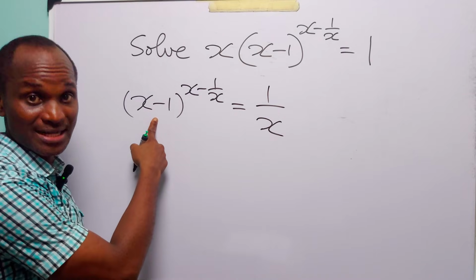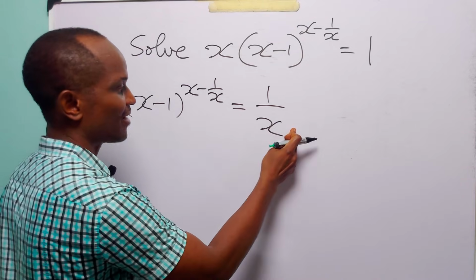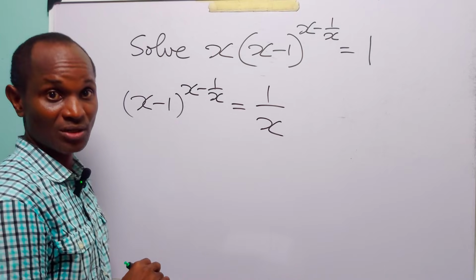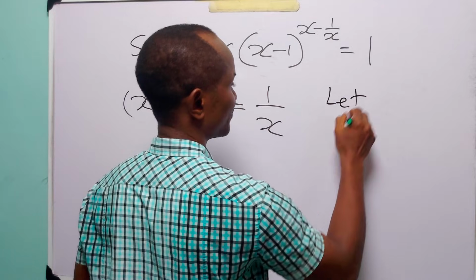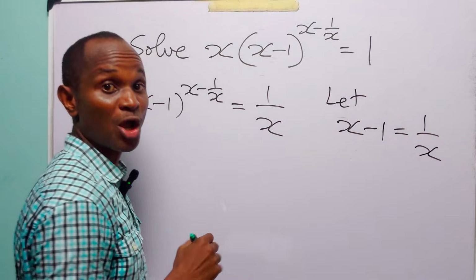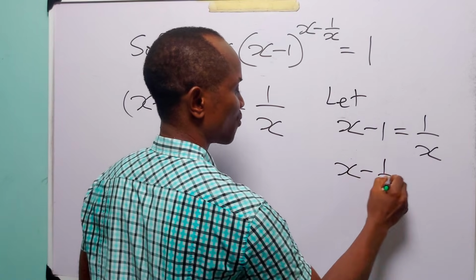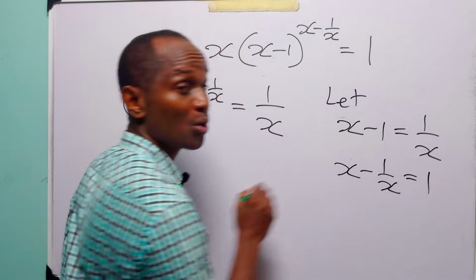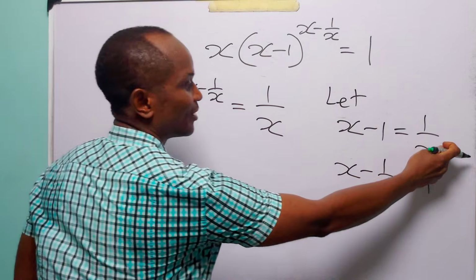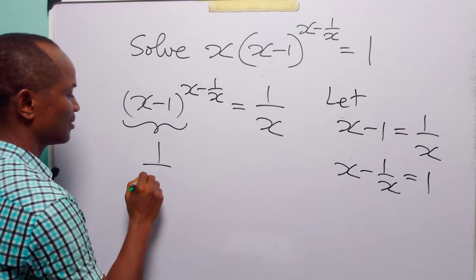Now, you can see that here we have x − 1. In the exponent, we have (x − 1)/x, and on the right-hand side, we have 1/x. Now, the trick to solving this equation is to let x − 1 be equal to 1/x. Of course, you know that when we rearrange this equation, we have that (x − 1)/x is equal to 1. So now, when we substitute 1/x for x − 1 on the left-hand side, then here we have 1/x.